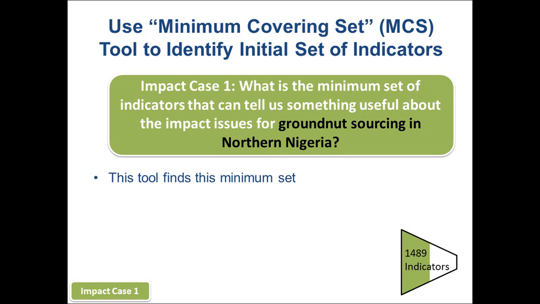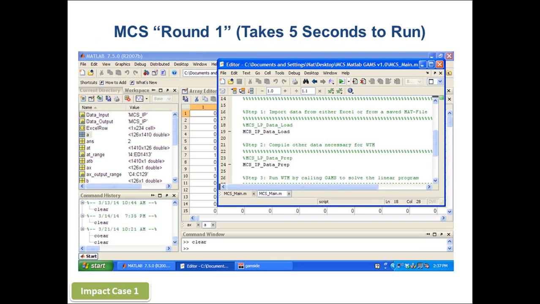But it allows us to answer the question, what is the minimum set of indicators that can tell us something useful about the impact issues for groundnut sourcing in northern Nigeria? So the version of the tool we use for this demo is the integer programming algorithm. A screenshot of the program we used is shown here, which has the advantage of being very fast. It takes only about 5 seconds to find the minimum indicator set.